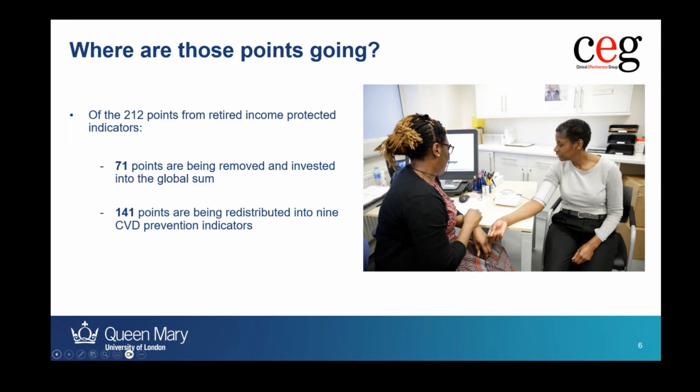So where are those points going? Of the 212 points from the retired income protected indicators, 71 points are being removed and invested into the global sum, and 141 points are being redistributed into the 9 CBD prevention indicators. And we'll be talking a lot more in depth about these as we go along.